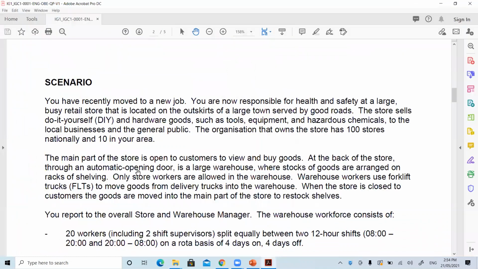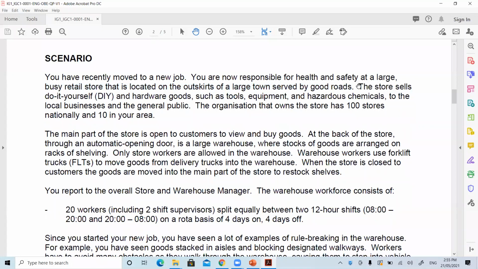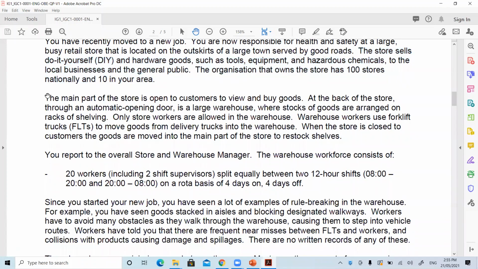Now let's get back to the question paper. The question paper has a scenario. The scenario here is that you have recently moved to a new job and you are now responsible for health and safety at a large busy retail store that is located on the outskirts of a large town served by good roads. The store sells do-it-yourself and hardware goods such as tools, equipment, and hazardous chemicals to local businesses and the general public. The organization that owns the store has 100 stores nationally and 10 stores in your area.